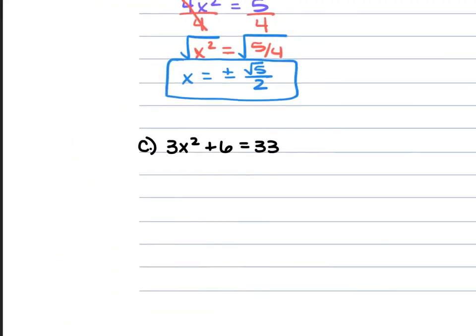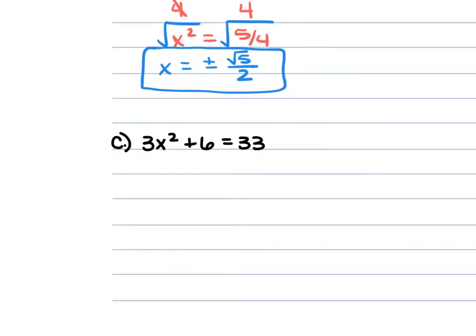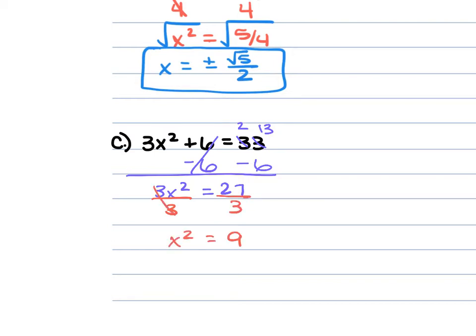For C, we have 3x squared plus 6 is equal to 33. So we're going to start by subtracting 6 from each side. So 3x squared is equal to, the 3 is going to turn into a 13, making the other 3 a 2. So 13 minus 6 is 7. The 2 minus 0 is 2. We divide each side by 3, and we get x squared is equal to 9. Take the square root of both sides. X is equal to plus or minus 3.